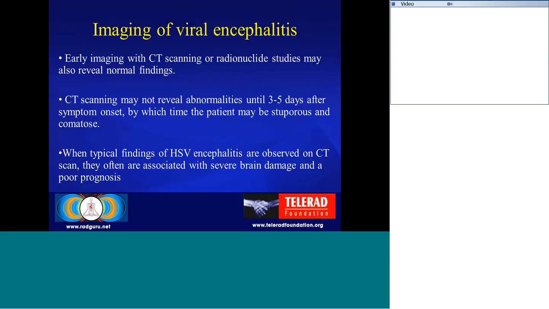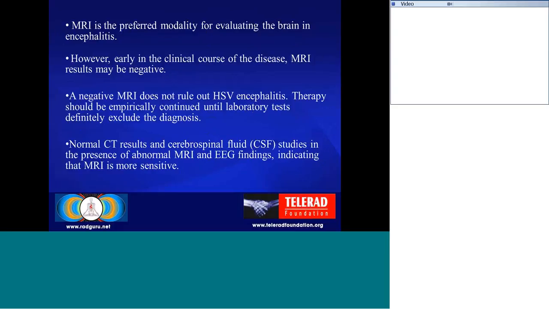So whenever you are diagnosing viral encephalitis, the early and foremost important thing is the clinical symptoms, the CSF DNA study, and also the polymerase chain reaction for identifying which type of virus. So imaging has a role, but not in the early stage of viral encephalitis.